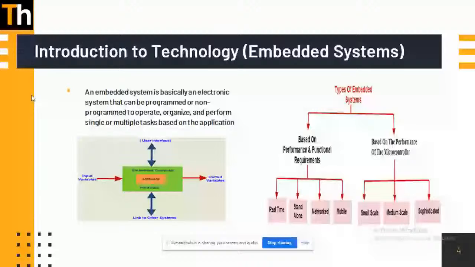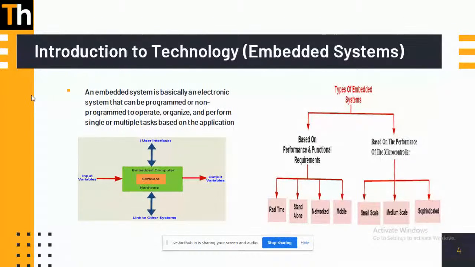So what is an embedded system? Embedded system is basically an electronic system. No doubt there will be electrical components also, mechanical components also. We can call it hardware, and it can be programmed or non-programmed to operate, organize, and perform single or multiple tasks based on the application.